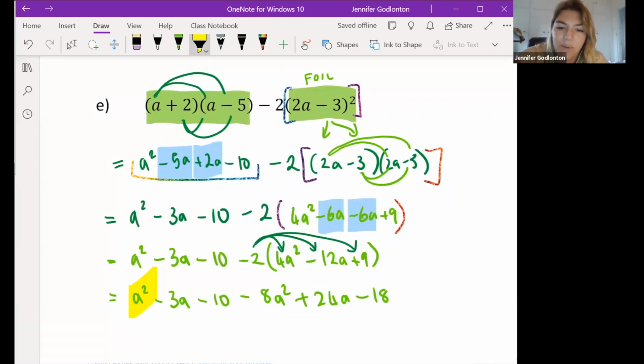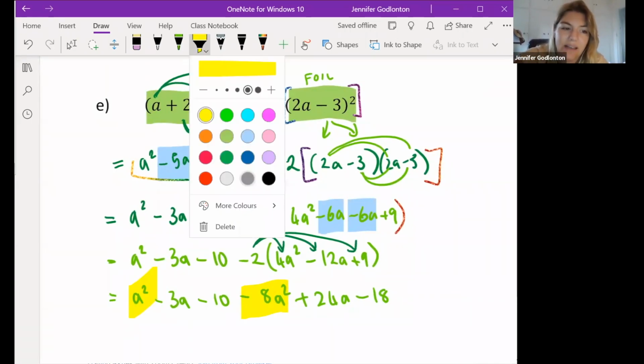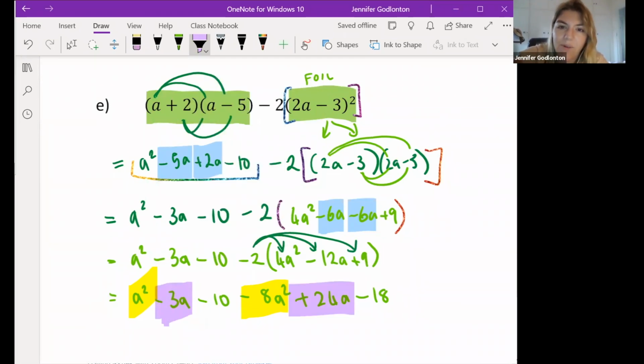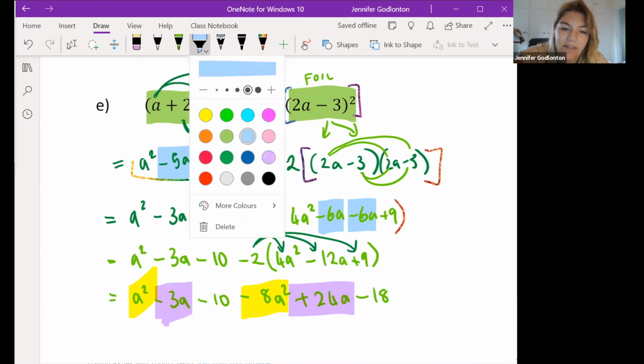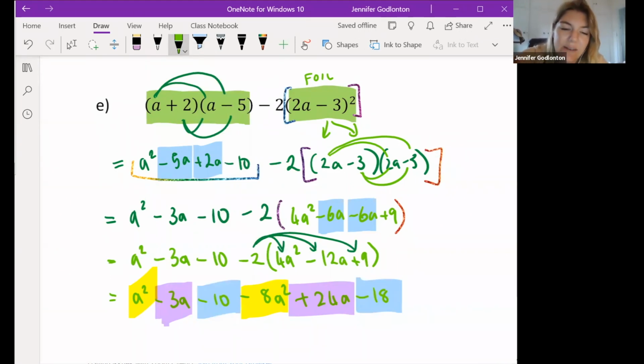So I've got a squared minus 8a squared. I've got 3a and 24a. And then I have got this -10 and this -18. So my final answer is going to be -7a squared. My a's, I'm going to have plus 21a. And then my numbers, I'm going to have minus 28. And that's going to be my final answer.